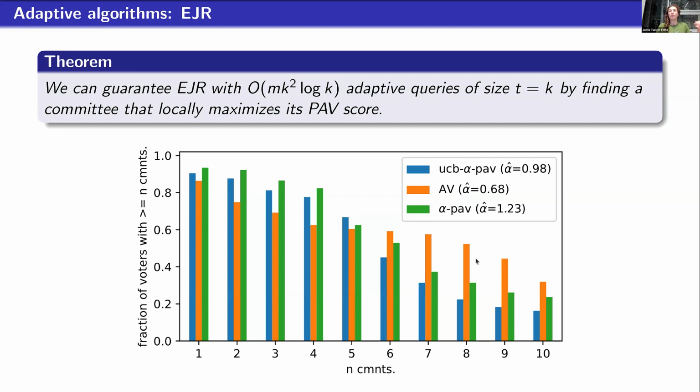Even though approval voting succeeds in having a lot of people who have 10 candidates approved, 9 candidates approved, our algorithm succeeds more on this lower end of just making sure it's inclusive and everyone has at least a small number of candidates that they approve on the committee.